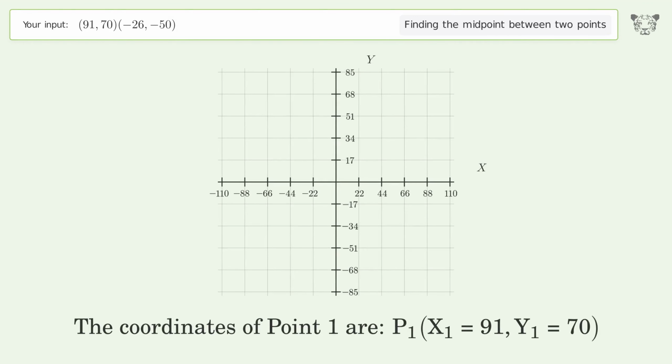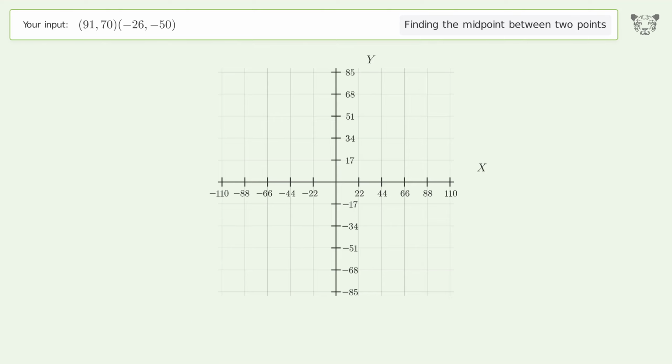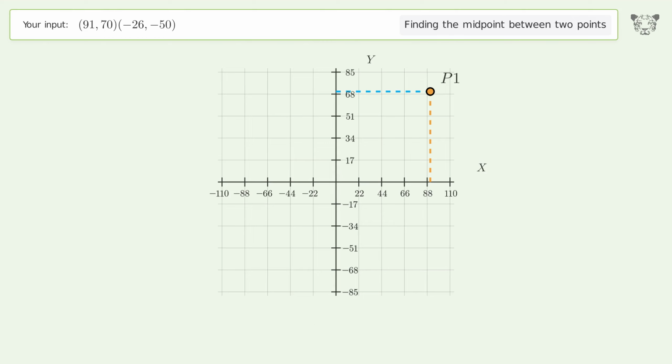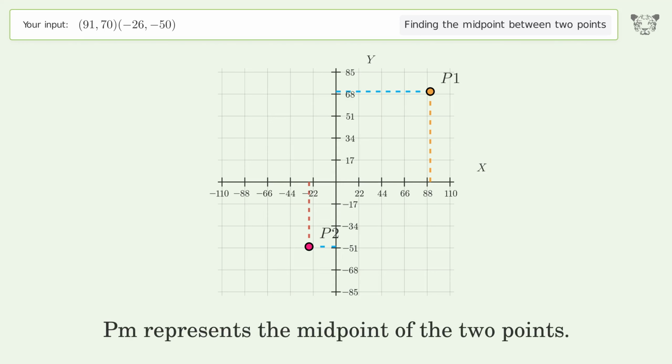The coordinates of point 1 are x1 equals 91, y1 equals 70. The coordinates of point 2 are x2 equals negative 26, y2 equals negative 50. PM represents the midpoint of the 2 points.